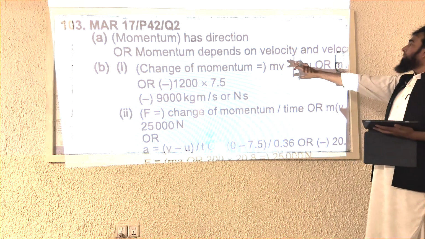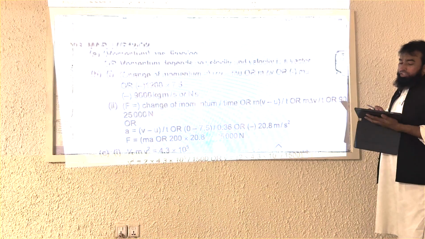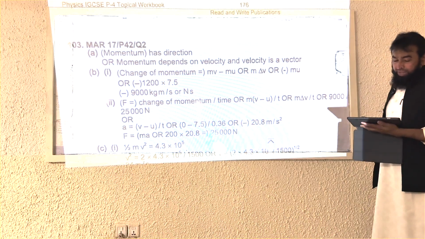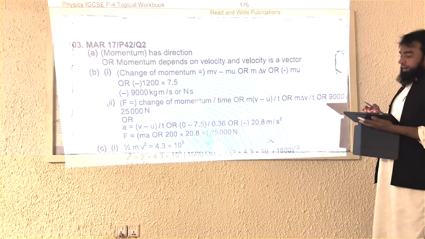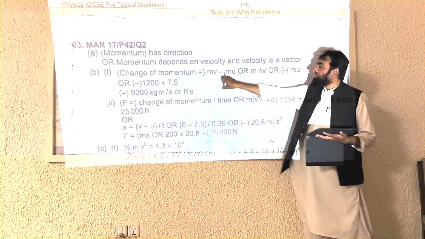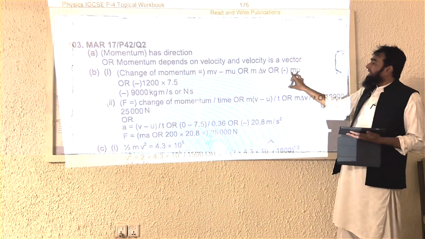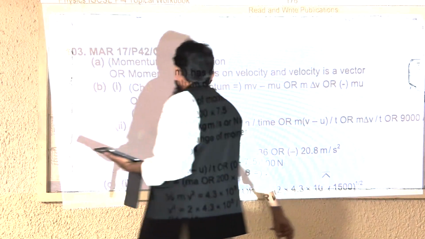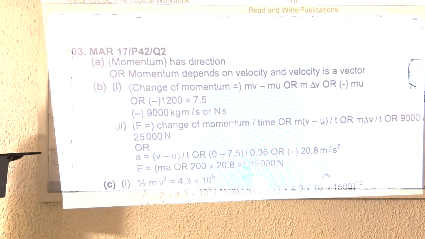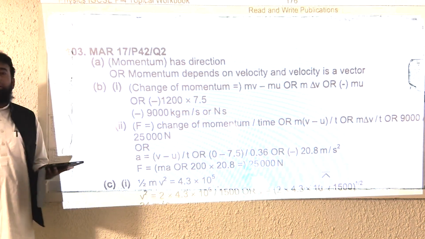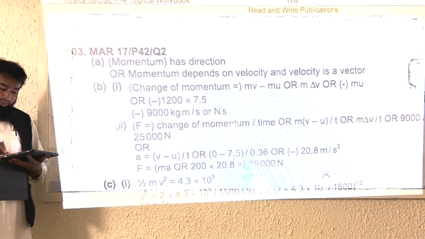Look, momentum depends on velocity and velocity is a vector quantity, you know that. Okay. Now we calculated that final momentum mv minus mu, or m delta v, the change in momentum, this minus 1200 and this. So this is basically our answer, and it is correct. Okay. Now we are again coming to the question.